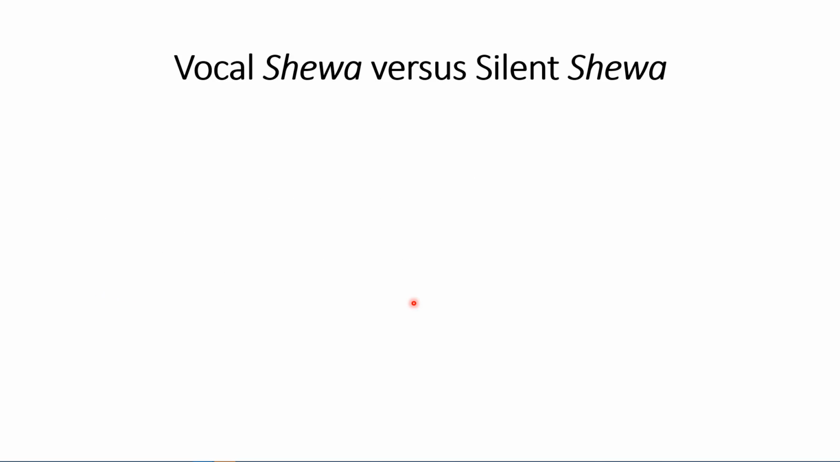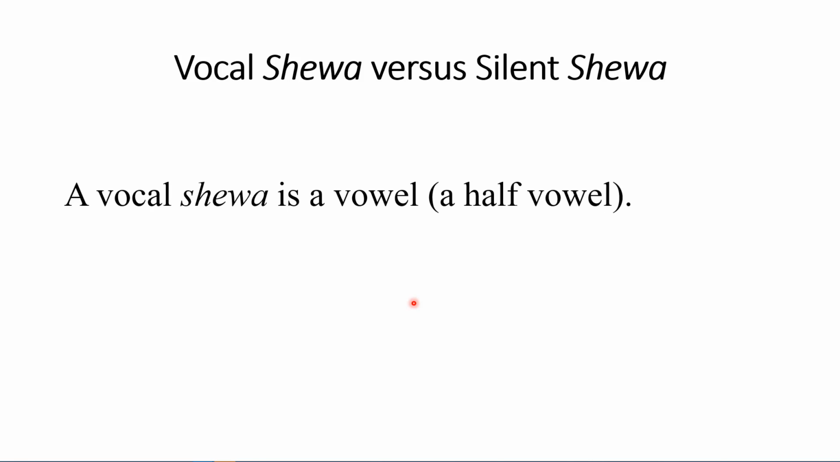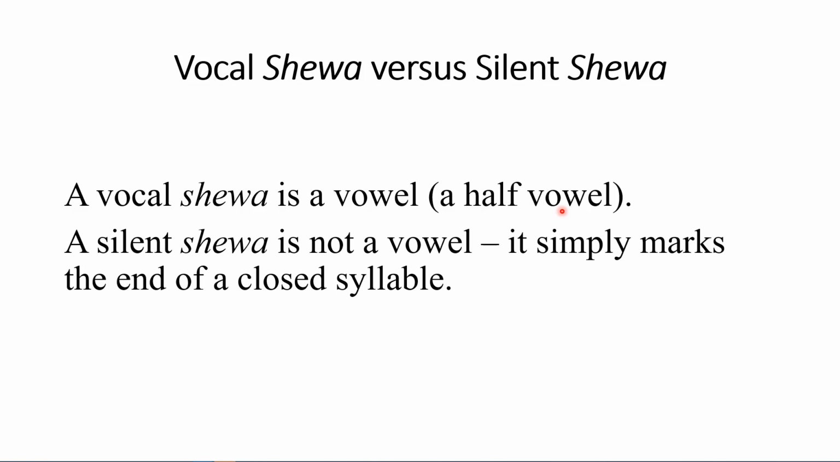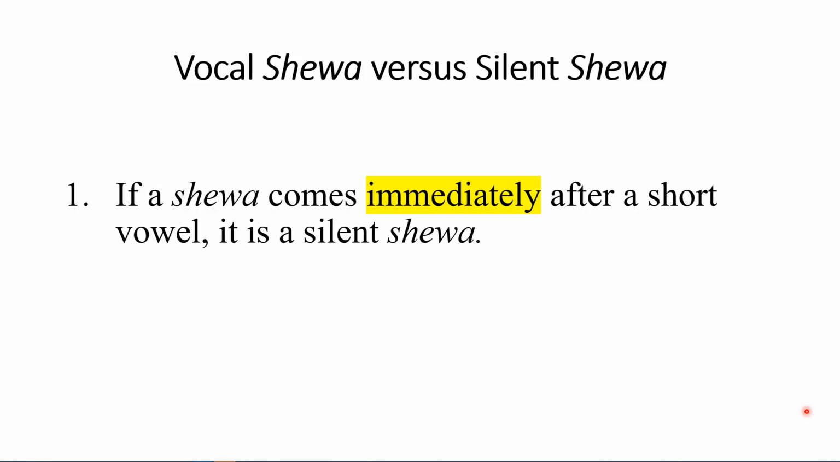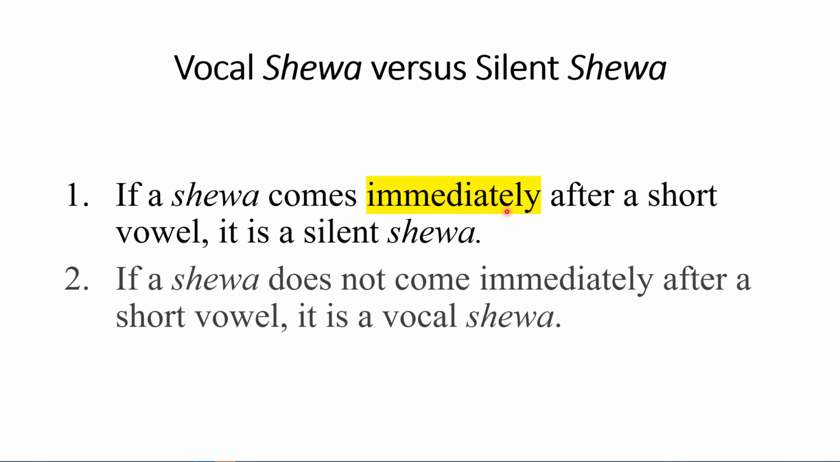So now we need to look at how do we distinguish between a vocal Shewa and a silent Shewa. So just for review, a vocal Shewa is a vowel. It's called a half vowel, but it's a vowel. And a silent Shewa is not a vowel. It simply marks the end of a closed syllable. So here's a couple of rules. These actually are found in Pratico Van Pelt, and they are on pages 18 and 19. So if a Shewa comes immediately after a short vowel, it is a silent Shewa. We're going to come back and unpack what immediately means in a second. And opposite, if a Shewa does not come immediately after a short vowel, then it is a vocal Shewa. So there's our two rules. They're kind of the opposite of each other. If a Shewa comes immediately after a short vowel, it's a silent Shewa. Otherwise, it's a vocal Shewa.